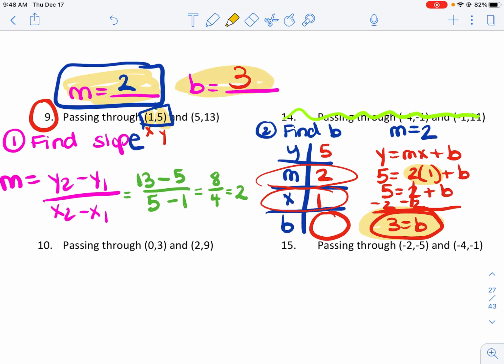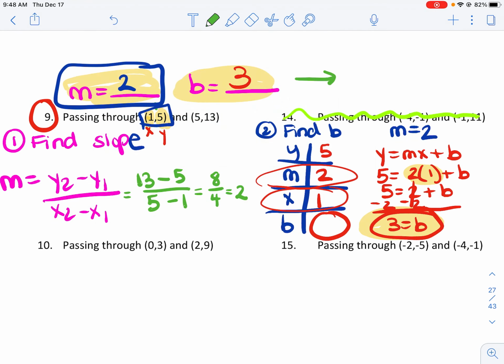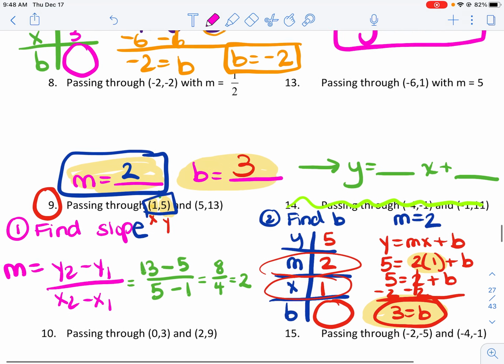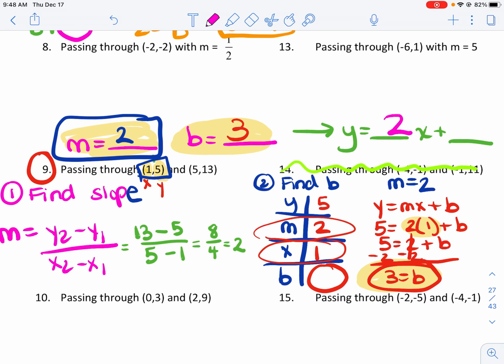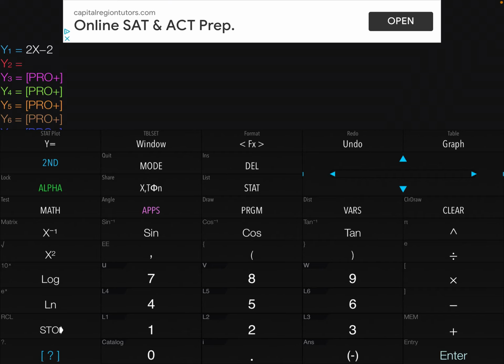No, you are not done, my loves. Once you have m and b, now we need to plug in. So let's plug in our equation, y equals. Okay, now these are pretty easy to check too. M is 2, B is 3. So let's go to our graphing calculator. I'm going to go to y equals, and clear that out, 2x plus 3. Right, so I went to y equals, I punched in 2x plus 3.